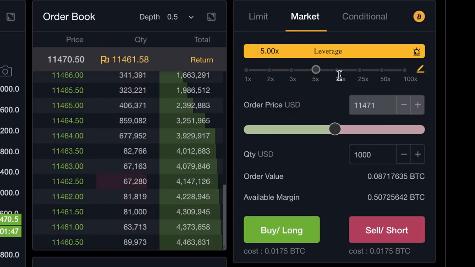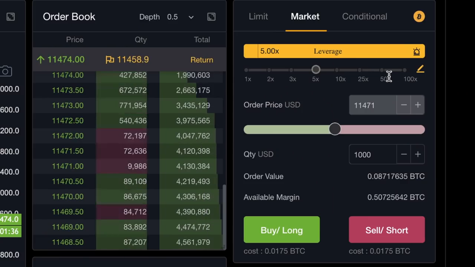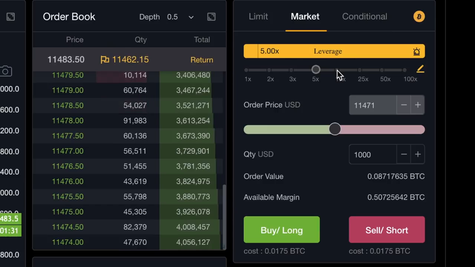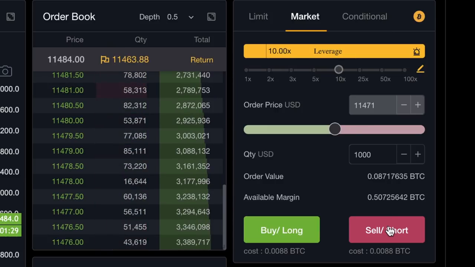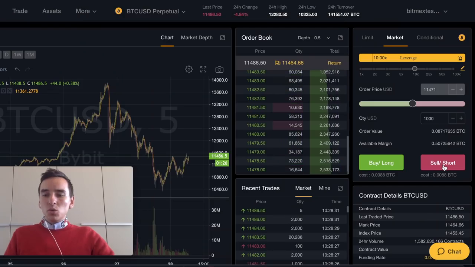But remember that we have the liquidation price to take into consideration, and the higher the leverage, the closer the liquidation price will be to your entry price. So keep that in mind. The higher the leverage, the higher the risk. For the purpose of this video, we will go on 10x leverage and we will short Bitcoin with 1,000 US dollars worth of contracts. So let's click sell short.